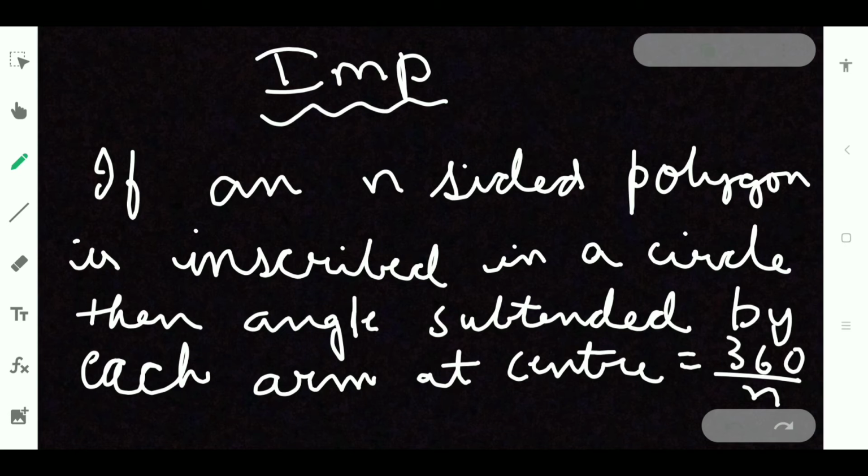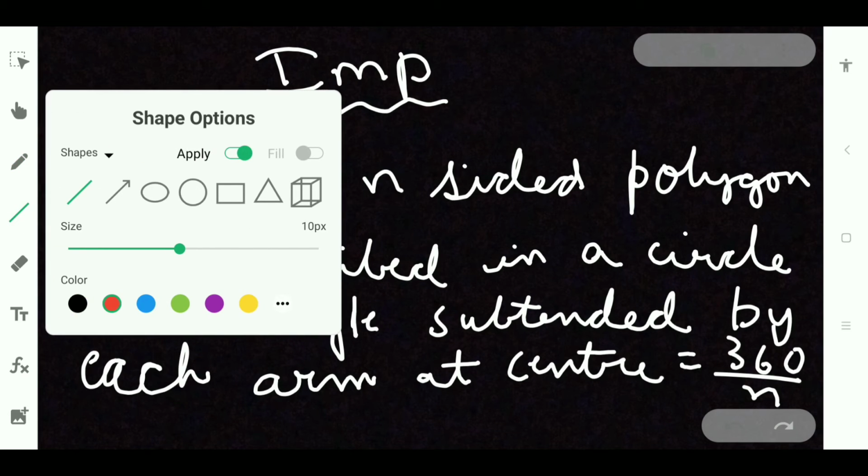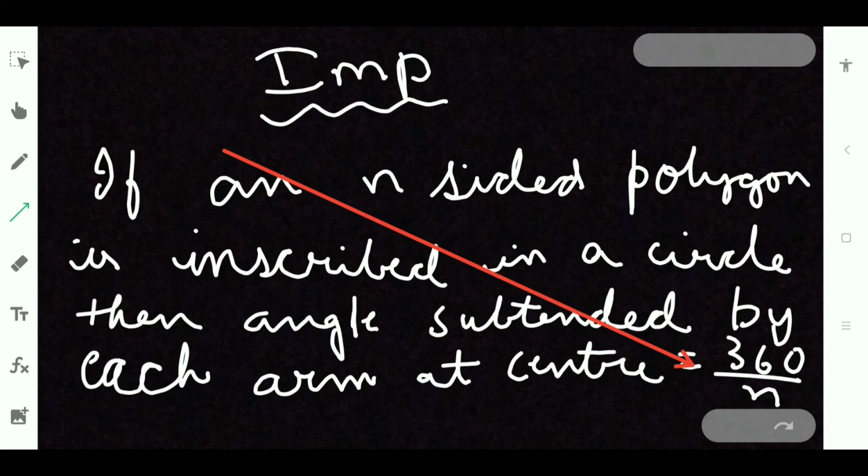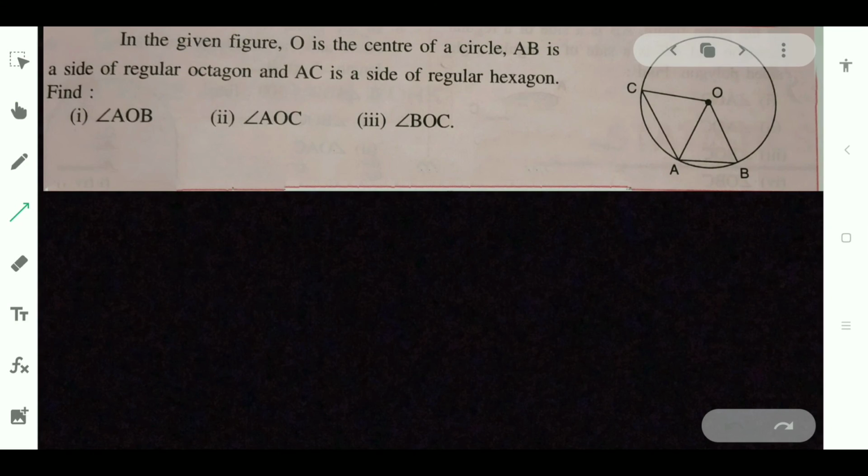So 360 by n. You have a look at this formula, 360 by n. Now let us go on to a simple one. This is the last part of this video, and in the next video we are going to do the typical problems or main problems of this particular topic of the chapter circles. Okay, now we'll just have a look at the question.